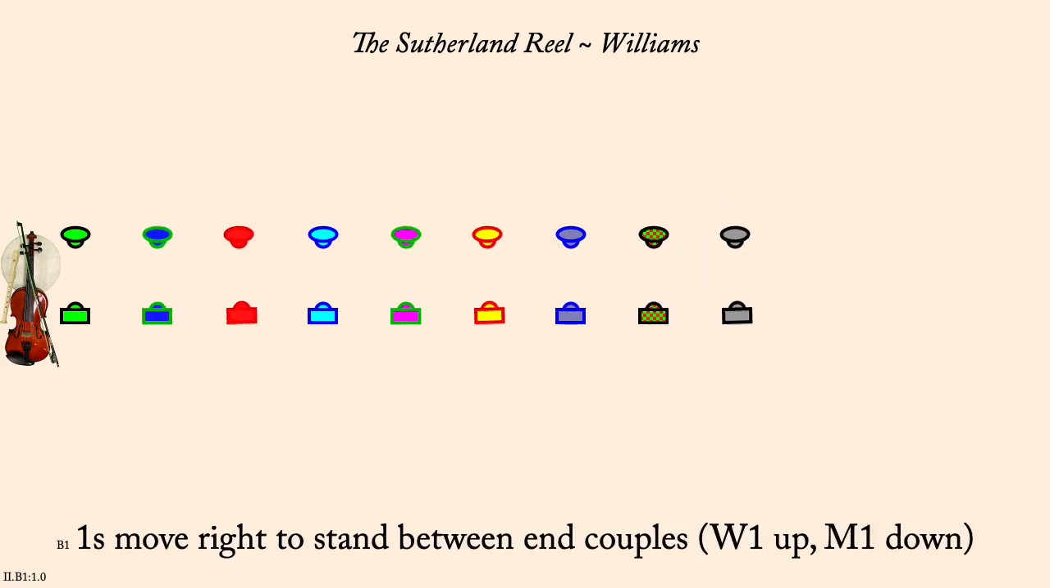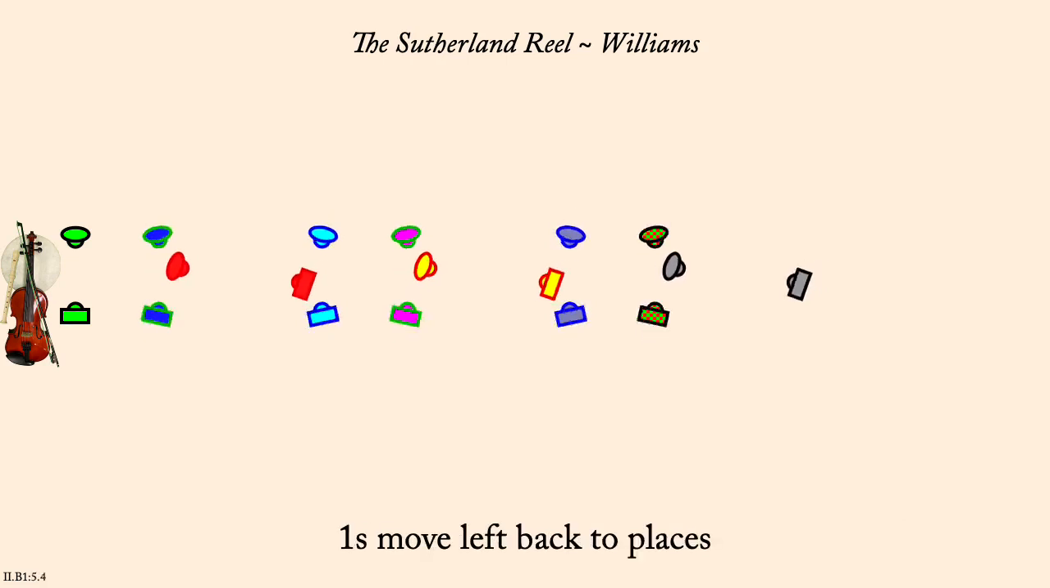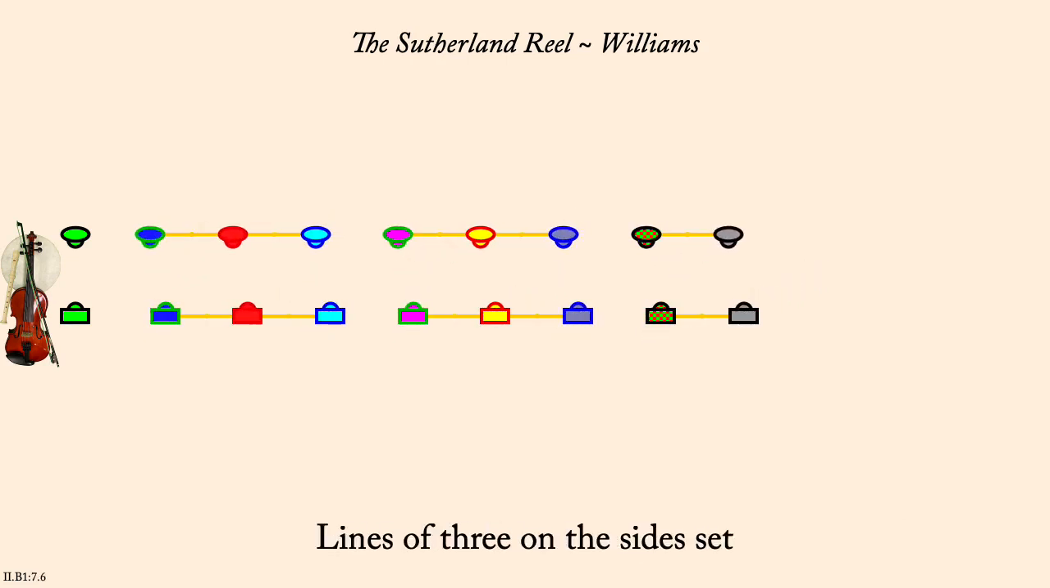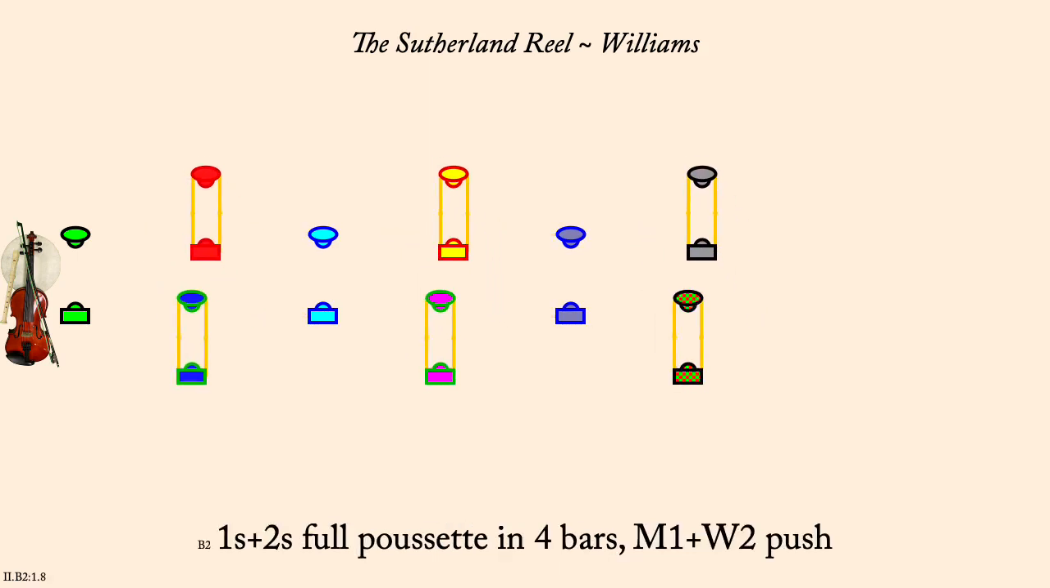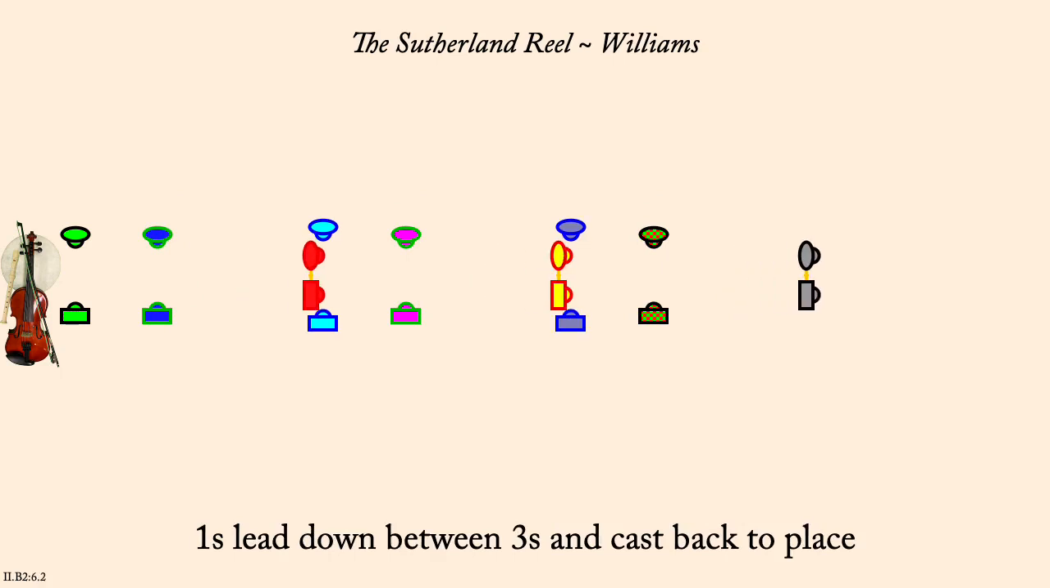Ones move right. Lines across, set. Ones move to places. Lines on the sides, set. Ones and twos, full poussette, man one, woman two, push. Ones lead below threes and cast back to place.